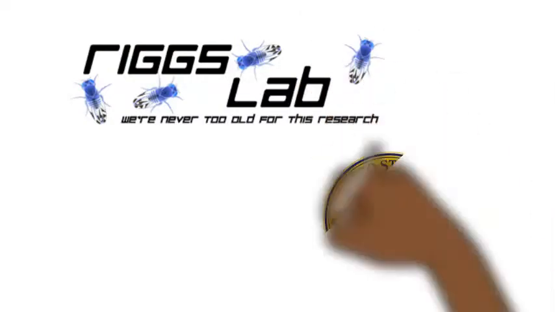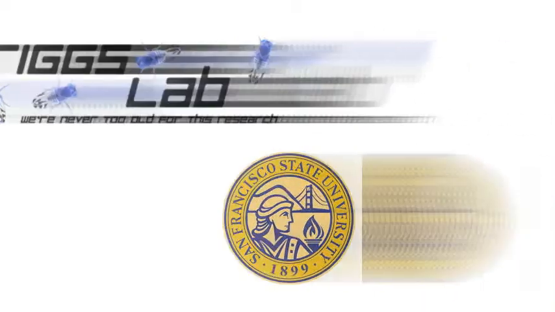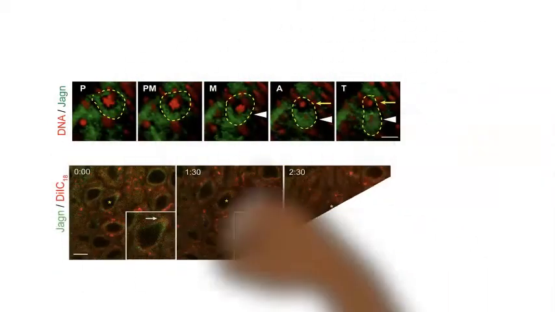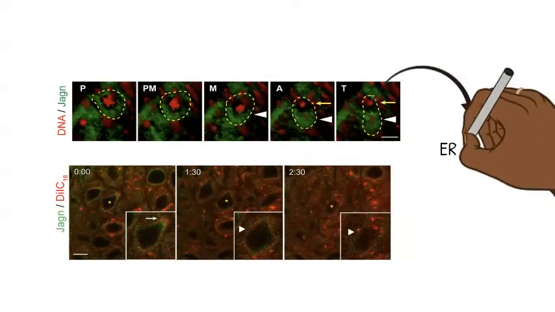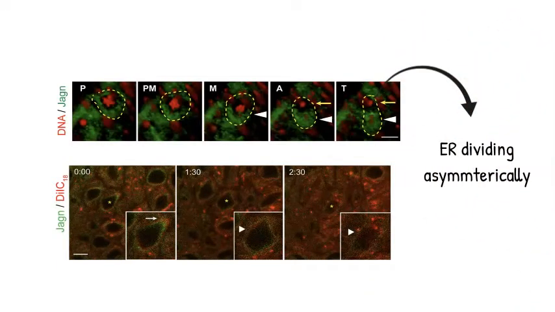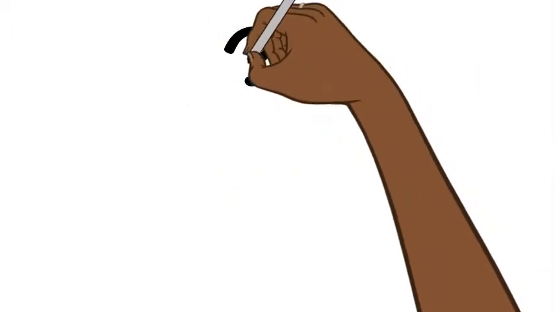A few years ago, the Riggs lab at San Francisco State University discovered that the endoplasmic reticulum actually divides asymmetrically. They also discovered that in order for this to occur, a specific protein called jaganol is needed. This finding provided insight on how organelles such as the ER are inherited and how this plays a role in cell diversity.